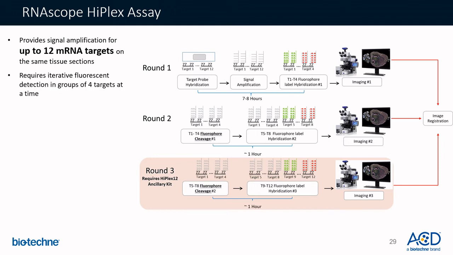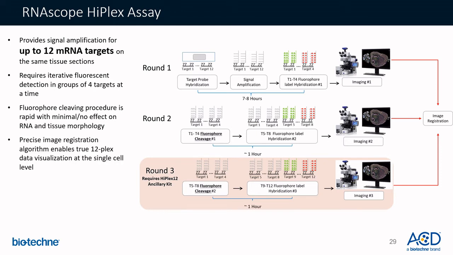It requires an iterative fluorescent detection of 3 different rounds with 4 targets each. So 4 multiplied by 3, you get 12 targets. Between each round, there is a cleaving step, but this cleaving procedure is rapid and has minimal to no effect on your RNA and tissue morphology. Now, our HiPlex image registration algorithm, at the end of these 3 rounds, allows you to register all 3 images together and gives you a true visualization of your data at that single cell level.